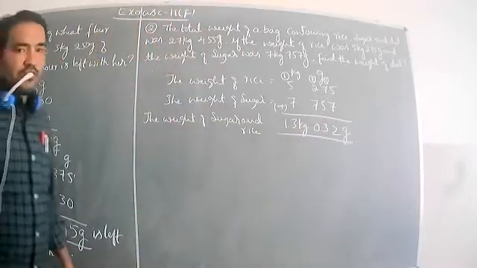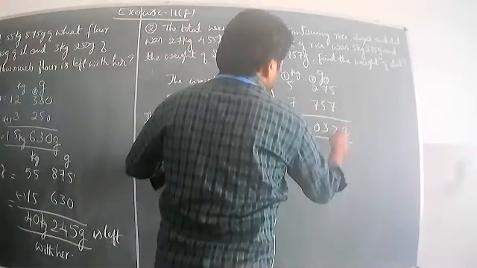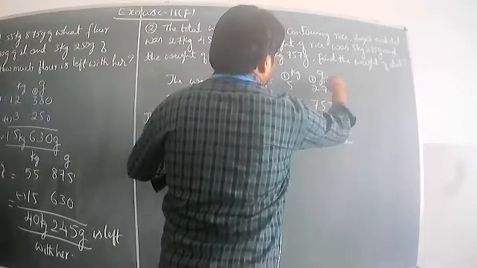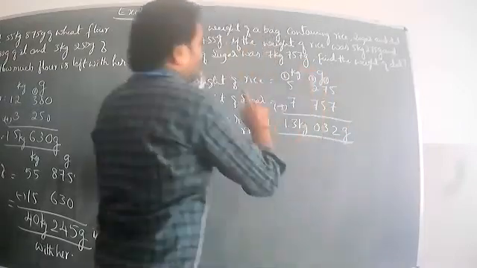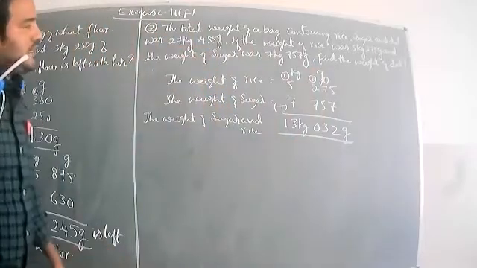So can we check it once again? 7 plus 5, 12, 1 carry. 7, 8, 8 plus 5, 13, 1 carry. 7 plus 1, 8, 8 plus 2, 10. So 1 carry, 7 plus 6, 13.